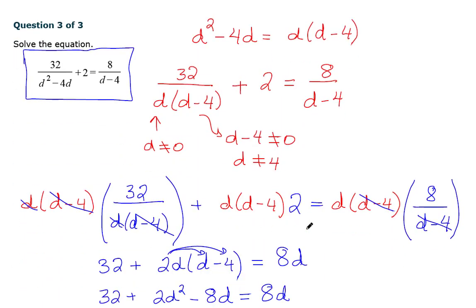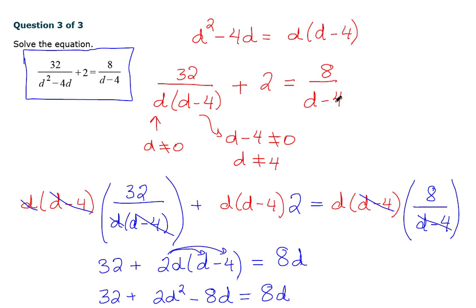All right, question 3. First off, I need to see if anything needs to be factored. Well, this first piece only has two terms, and that's a good sign that maybe something's in common. What's in common here is a d. So take the d out. D times d is d squared. D times minus 4 is the minus 4d.